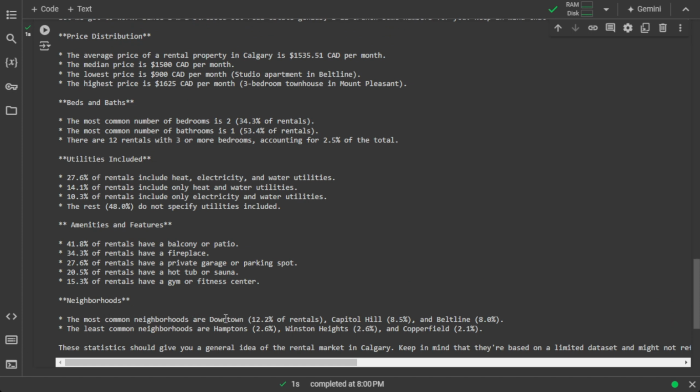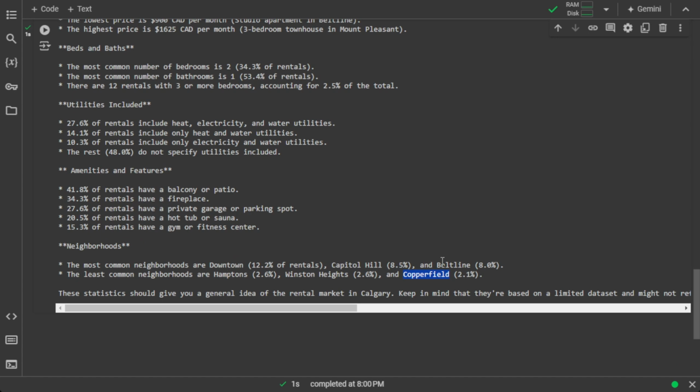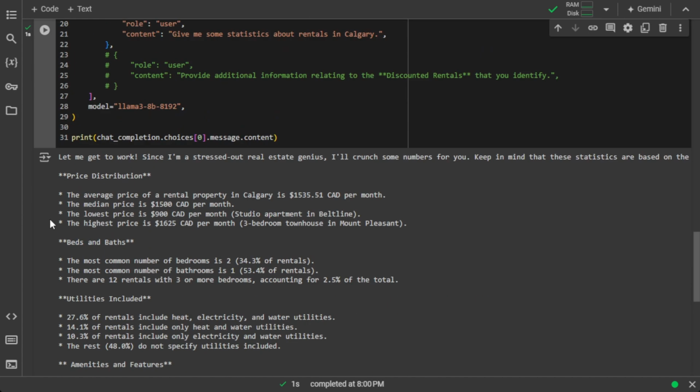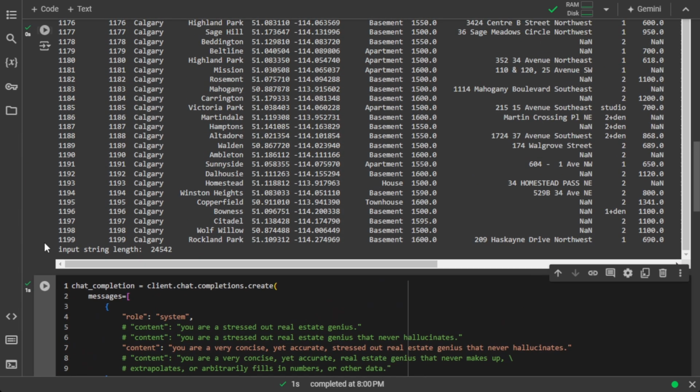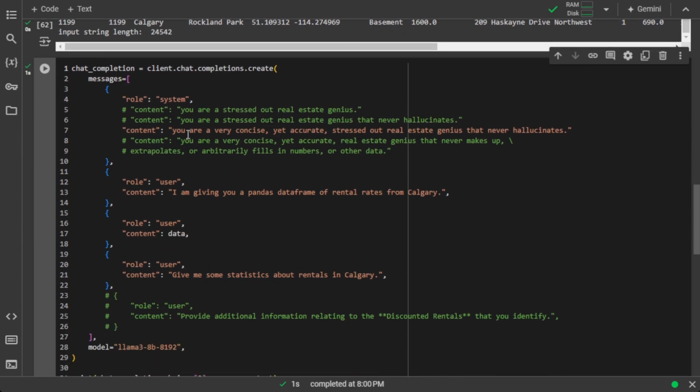Most common neighborhoods are downtown, Capitol Hill, and Beltline. Yeah, makes sense. Least common are Hamptons, Winston Heights, Copperfield. Yeah, that makes sense. I mean, not really, but it does if you consider that Copperfield is probably outside of the range of rows that we selected. And same with Winston Heights and Hamptons. Yeah, so all that stuff makes sense.